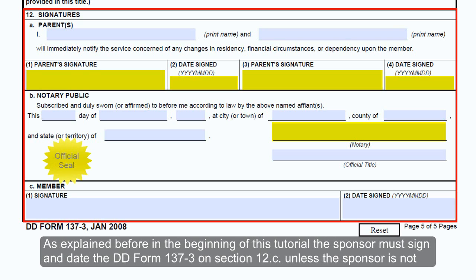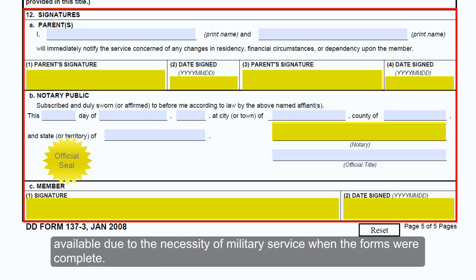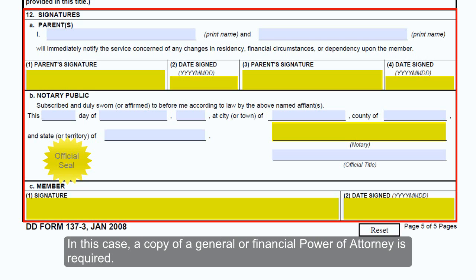As explained before in the beginning of this tutorial, the sponsor must sign and date the DD Form 137-3 on Section 12C, unless the sponsor is not available due to the necessity of military service when the forms were completed. In this case, a copy of a general or financial power of attorney is required.